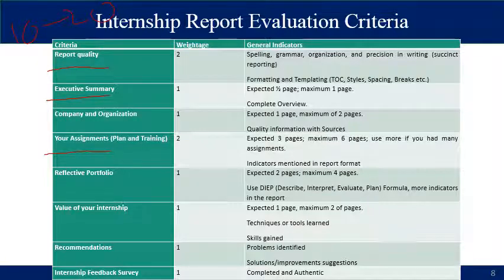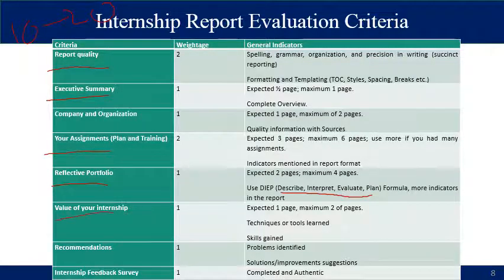Then you have to spend about 2 to 4 pages writing about the internship program in the form of a reflective portfolio. A reflective portfolio is about describing, interpreting, and evaluating the internship or the tasks you did at the industry.